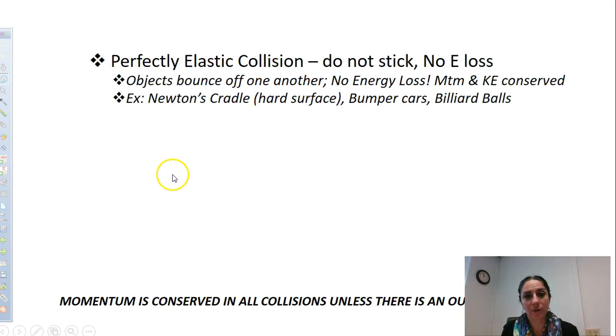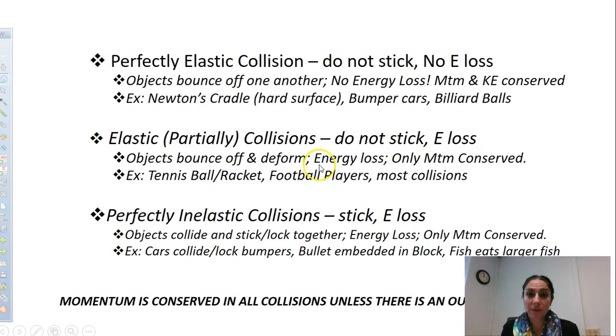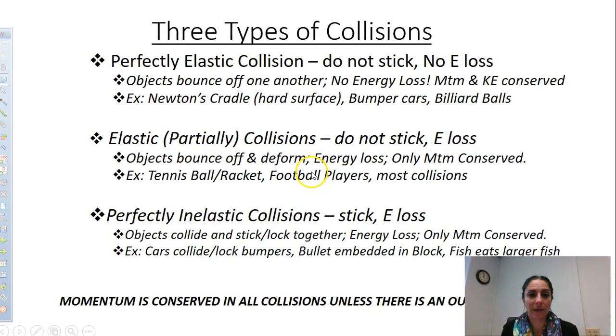Because there are many different types of collisions, or things that can happen during a collision, we can organize them into three types. The first one's called a perfectly elastic collision. Now, elastic just means the objects do not stick together. I use the word bounce, but they don't have to bounce off each other. They just have to not stick. That's the condition for elastic: non-sticking.